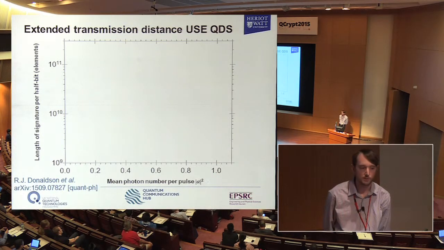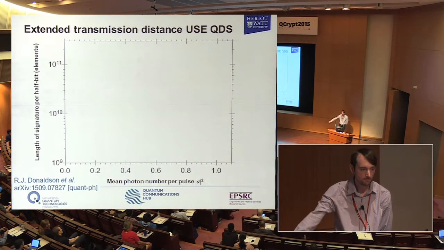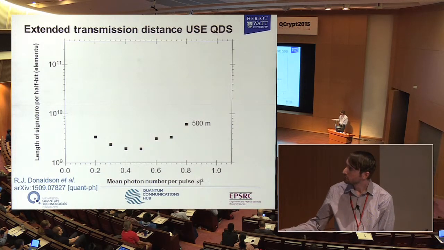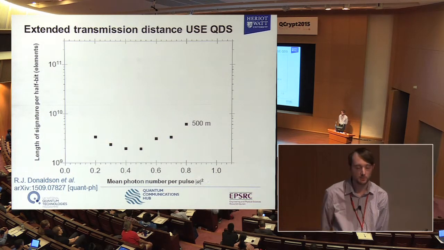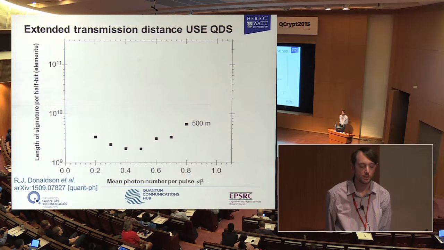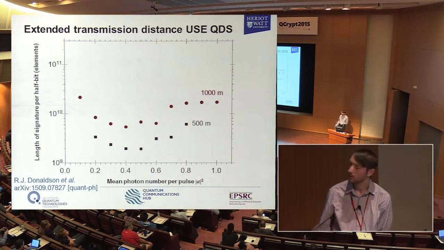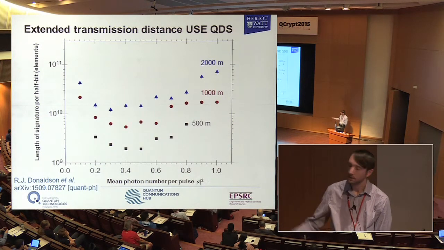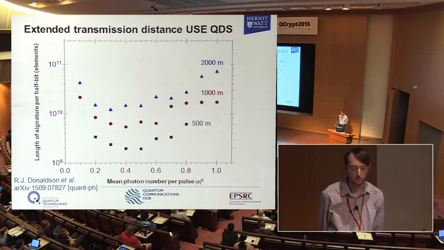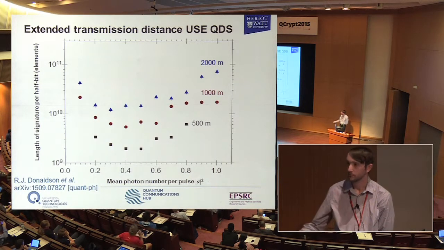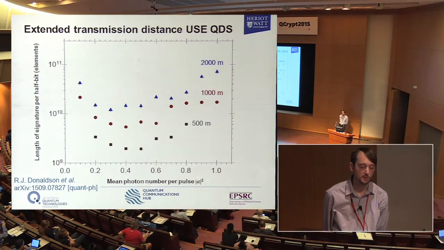So taking again a look at the results on this now, we can see that we were able to push out to 500 meters, which was a 100-fold increase on the distance that we transmitted in the previous case, but also out to 1 kilometer and even out to 2 kilometers. And this was just limited by the fibers we had available in the lab. We can, in fact, in theory, go out to longer distances. We just didn't have those available.